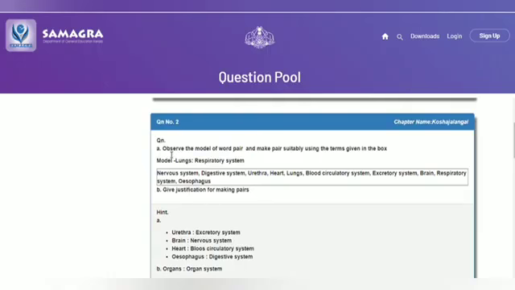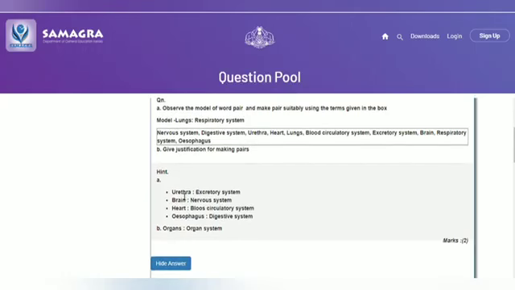Second question. Observe the model of word pair and make pairs suitably using the terms given in the box. Model: lungs, respiratory system. The terms given are nervous system, digestive system, urethra, heart, lungs, blood circulatory system, excretory system, brain, respiratory system, esophagus. And B, give justification for making pairs.